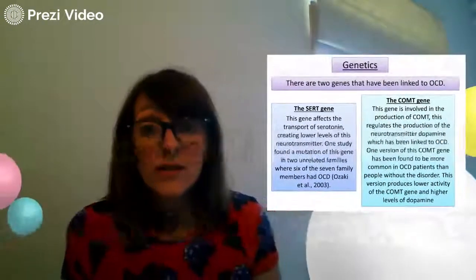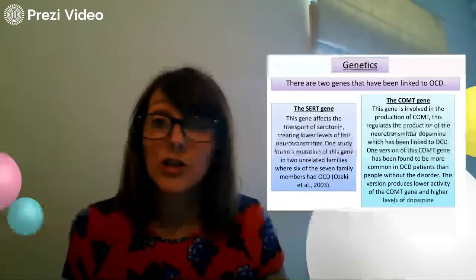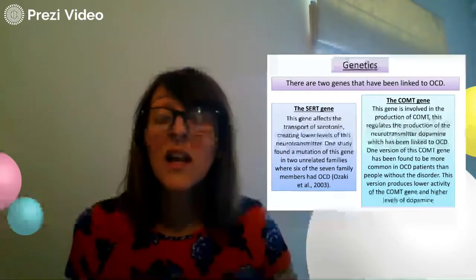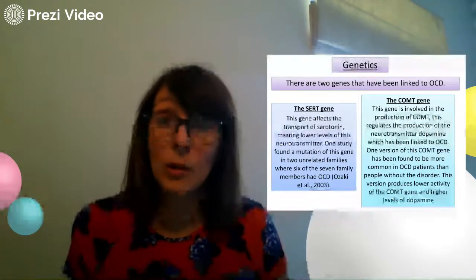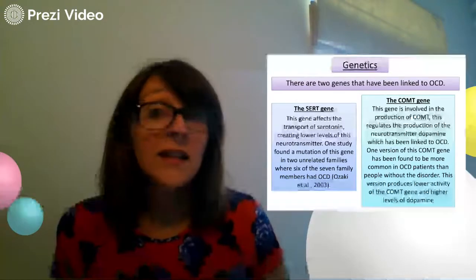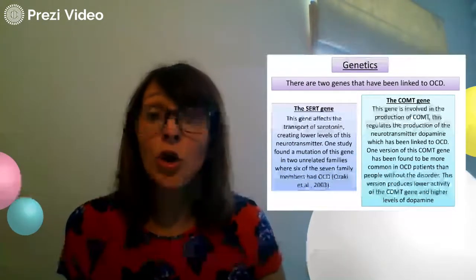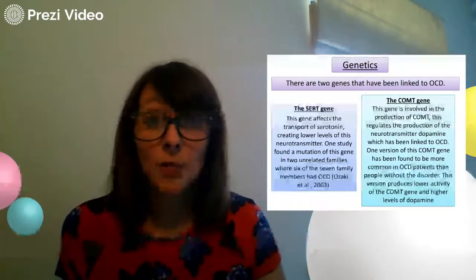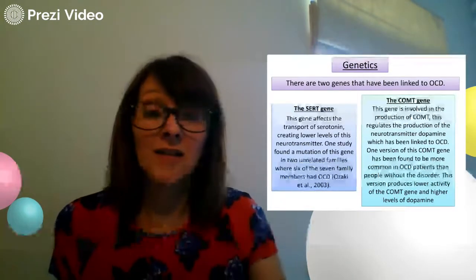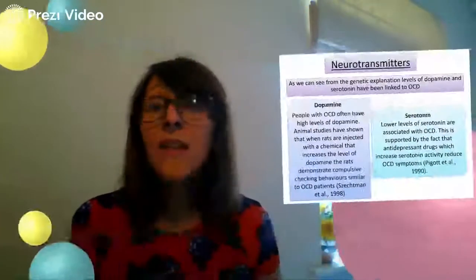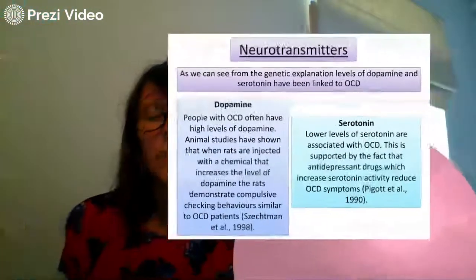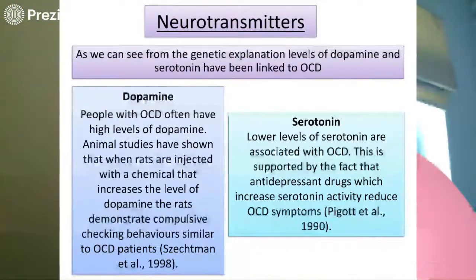However, in addition to that, you'll see the SCRT gene is linked to serotonin levels and the COMT gene is linked to dopamine levels. So it could be that an individual doesn't have these genes, but they still have abnormal levels of serotonin and dopamine. And that's where we come on to our next explanation, and this is the role of neurotransmitters. So these two link together really well.